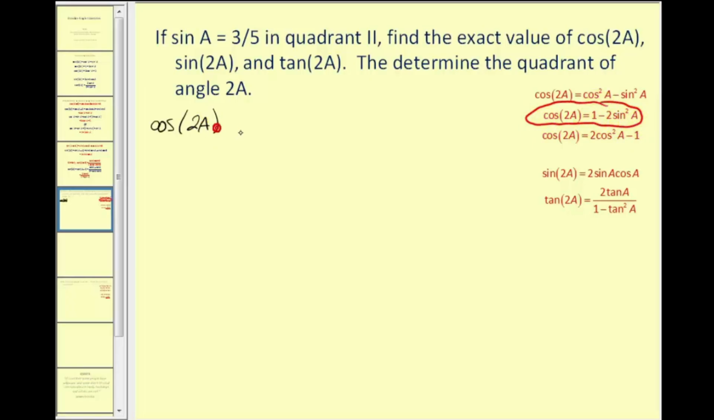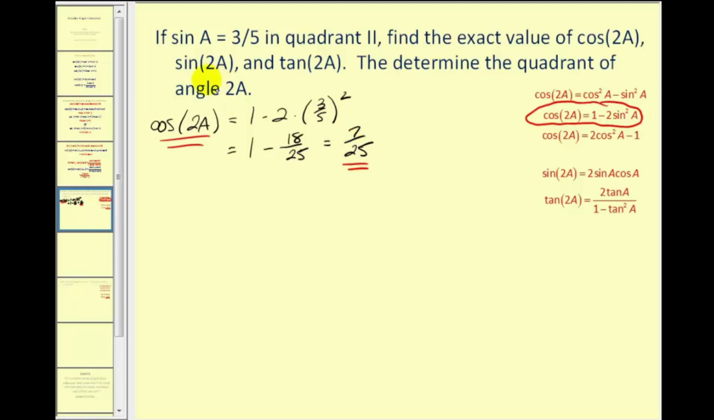So we have 1 minus 2 times sine squared a. Well, if sine a is 3/5, we'll have 3/5 squared. And we'll go ahead and simplify this. 3/5 squared would be 9/25 times 2 would be 18/25, which gives us 7/25 for cosine 2a.